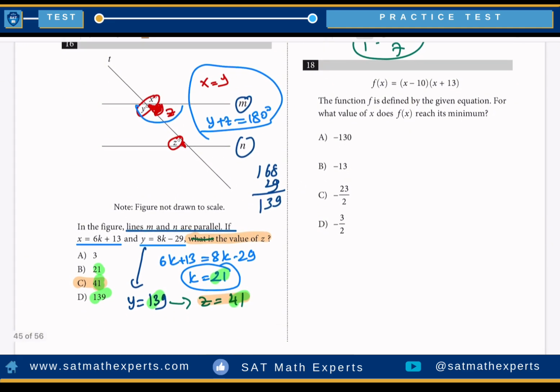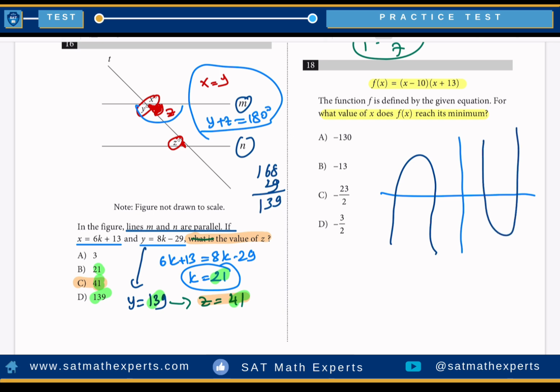Now the function f is defined above, number 18. What is the value of x when f(x) reaches its minimum? Okay, this is really a good question also. So minimum, maximum. You know that this is a parabola. In a parabola, let me just draw it, we have two choices. It can open up or down.